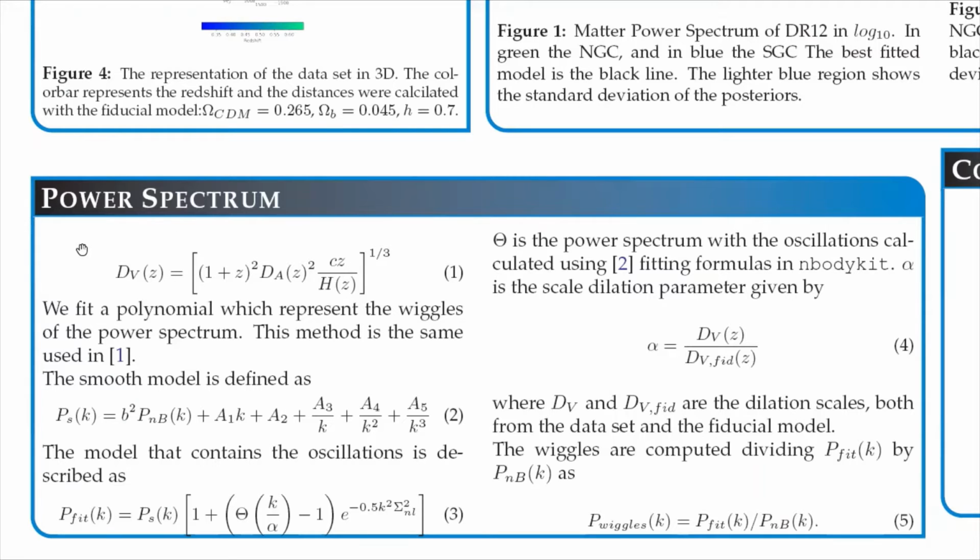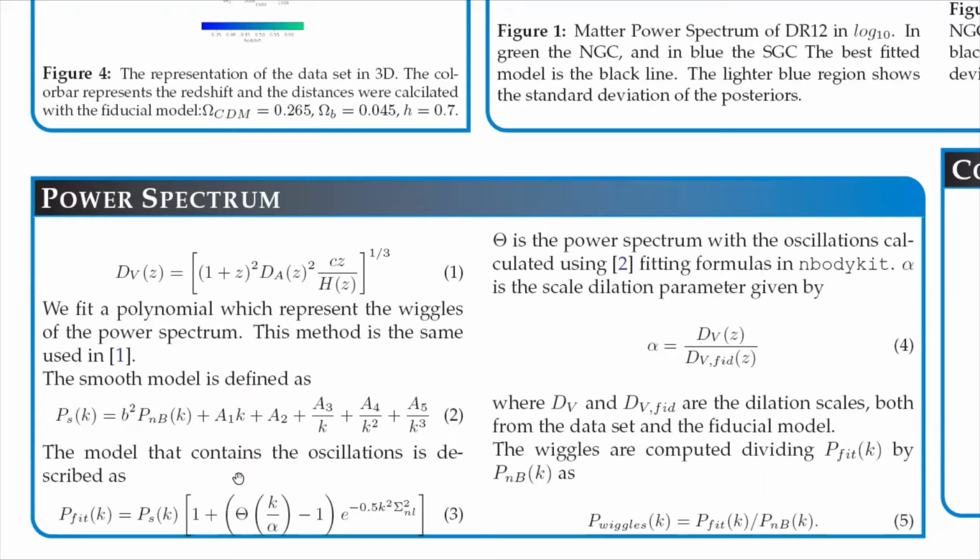Before getting to this final result, we need to first fit our estimated power spectrum from the data to a model. And there are several steps to do so. The first one is to compute a smooth model, in which we have this part without the BAO multiplied by the bias parameter, and the polynomial part, which is used to correct small-scale issues.